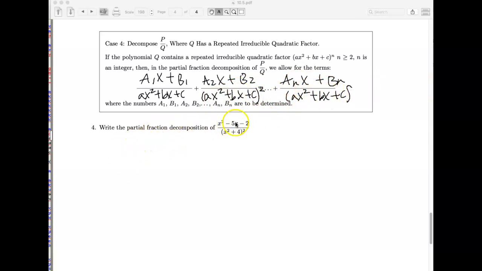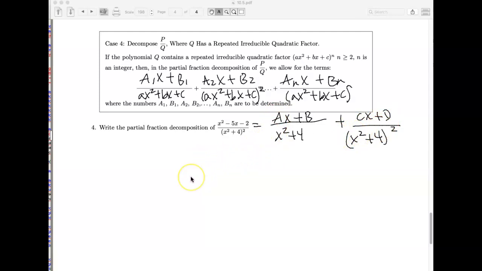So when we have an example like x squared minus 5x minus 2 all over x squared plus 4, we can express this as ax plus b over x squared plus 4 plus cx plus d over x squared plus 4 to the second. And I don't want to keep track of all the subscripts, so that's why I'm just using A, B, C, D. And if it was longer, I would have E, F, G.